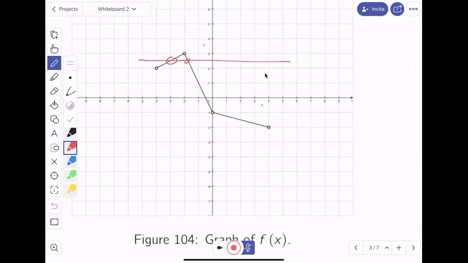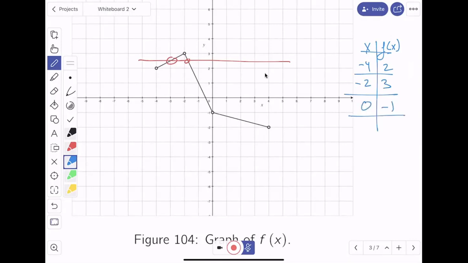Let me write the table down for you. And the table is going to be the points, right? So I'm going to put the points down for you. And the first point I see is, this is going to be x. This is the parent, f of x. And the first point I see is minus 4. And that's going to be what? Minus 4, 2, right? And then what do I say? Minus 2, right? That's the next point I see, 3. What's the next point I see? Let's see, looks like 0, minus 1. And the next point I see is going to be 4, minus 2.